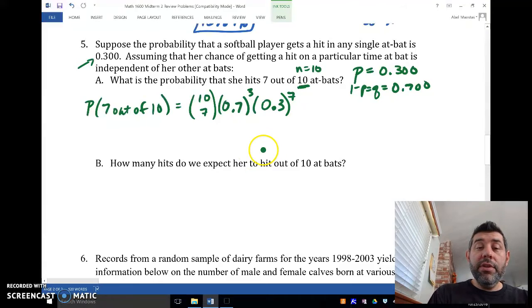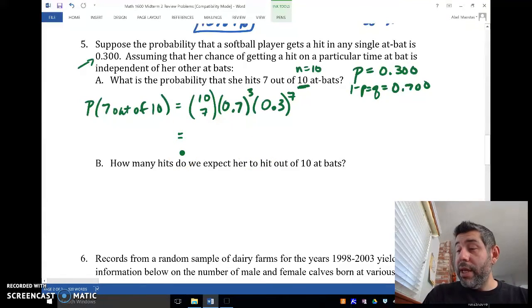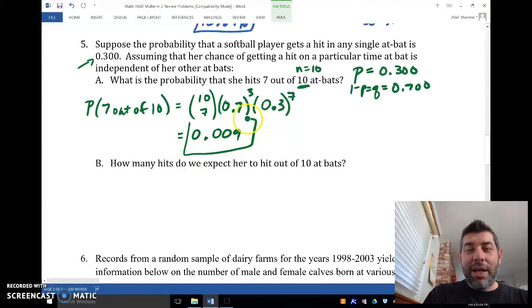Remember, in your calculator, this is probably going to be something like nCr. So that's what I entered in my calculator, and I'm going to get 0.009. If you see me glancing over to the side here, that's because I have my solutions written out to make sure I got them right, okay? I'll accept decimals for your probabilities.